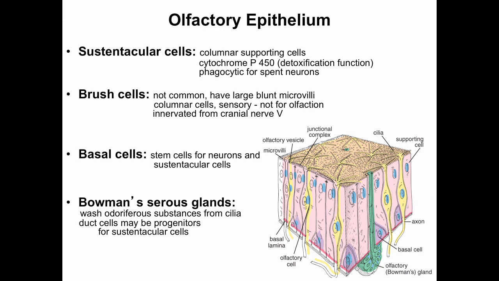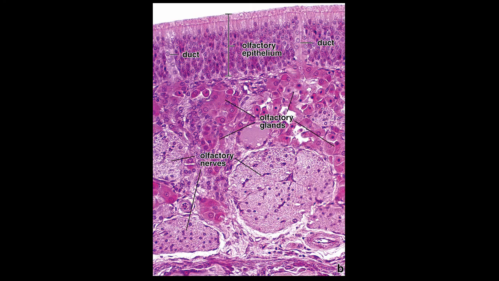There are basal cells, which could be stem cells for the neurons and sustentacular cells, and you can see diagrammatically the basal cells. And then there are cells that make up Bowman's serous glands. These serous secretions wash odoriferous substances from the cilia. You can see the duct of the Bowman's gland running up through the epithelium. These duct cells could actually be progenitors for some of the sustentacular cells.